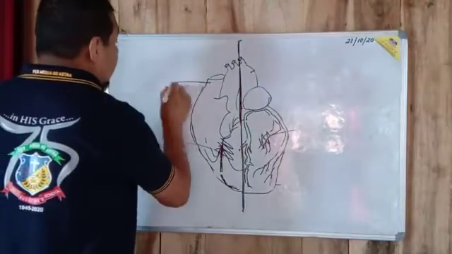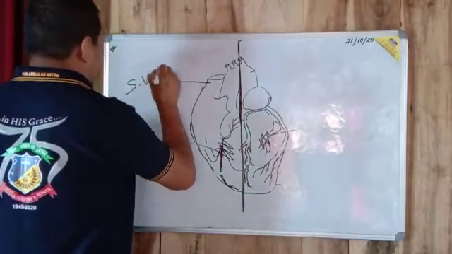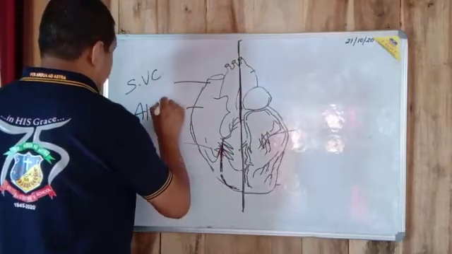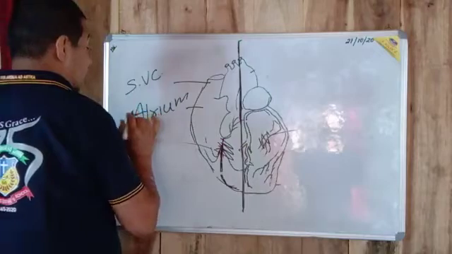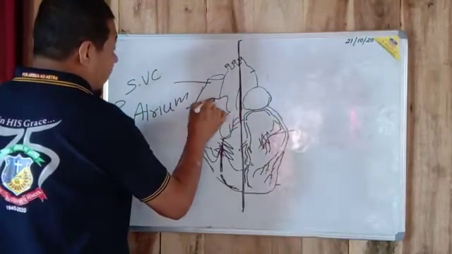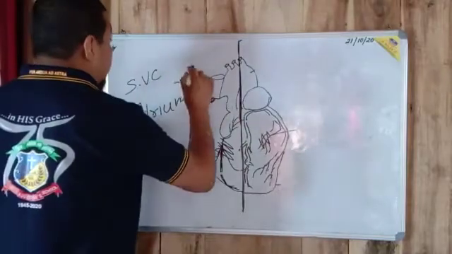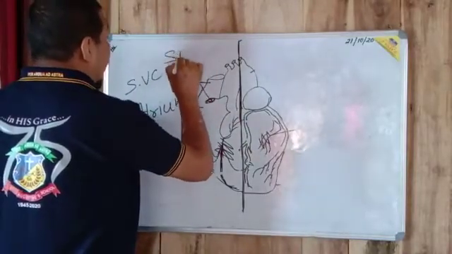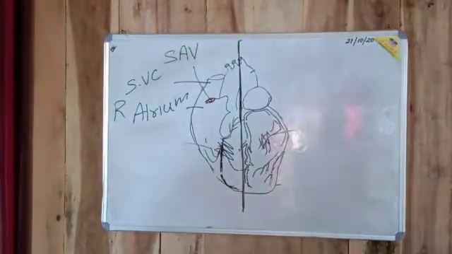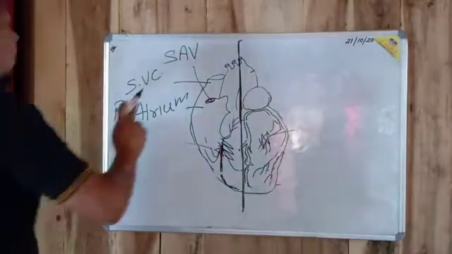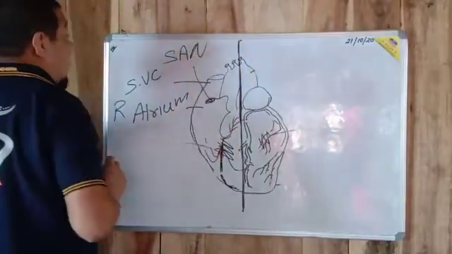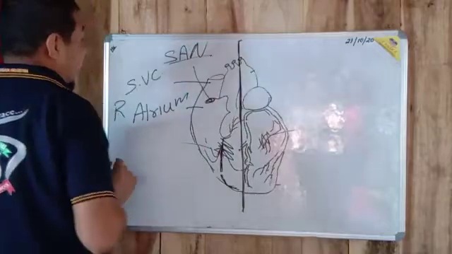This is your superior vena cava and this is your atrium, or auricle, whatever you say. This is your right atrium. Somewhere here lies the sinoatrial node, which is known as SAN. Now this is your SAN.